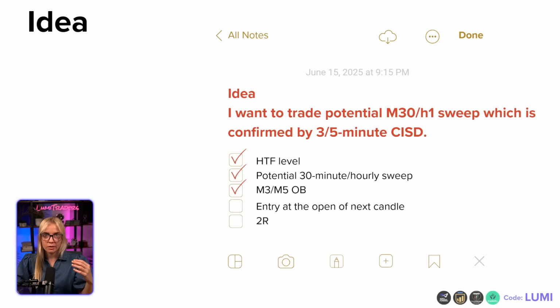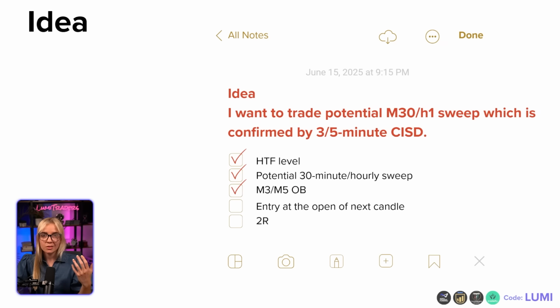First, we must understand the high time frame trend: weekly, daily, 4-hour. After this, we will look for a high time frame level: hourly, 30-minute, 15-minute. Once we traded into an hourly, 30-minute or 15-minute PDA, we're looking for a potential 30-minute or hourly sweep. If it's going to be a 30-minute sweep, I will use a 3-minute order block. If it's going to be a potential hourly sweep, I will use a 5-minute order block.